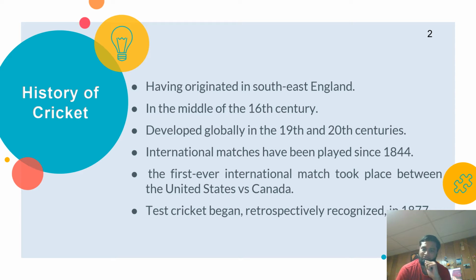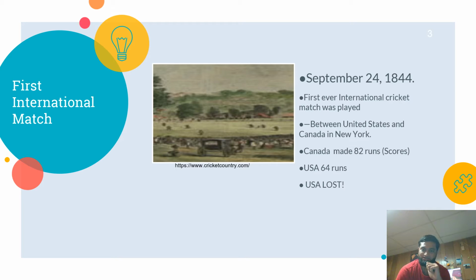The first international match was played in 1844, and I think most of my American friends are surprised after knowing that the first ever international match was played between USA and Canada. Right now, most American people don't even know much about cricket. But think about it, the first ever international match was played by USA versus Canada. It was played on September 24, 1844, in New York.